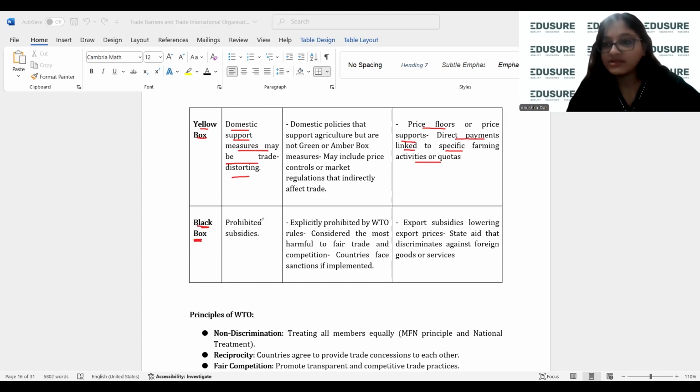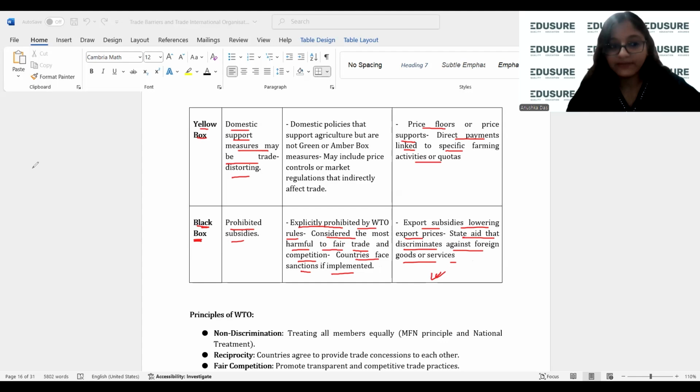Finally, you have black box, prohibited subsidies. It says explicitly prohibited by WTO rules, considered the most harmful to fair trade and competition. Countries face sanctions if implemented. For example, export subsidies, lowering export price, state aid that discriminates against foreign goods and services, all these things are generally prohibited. This comes under black box.